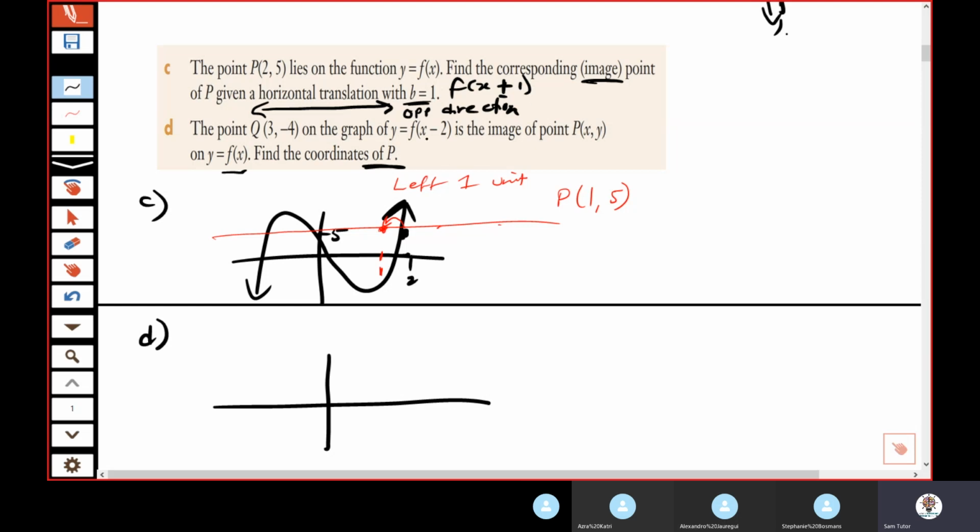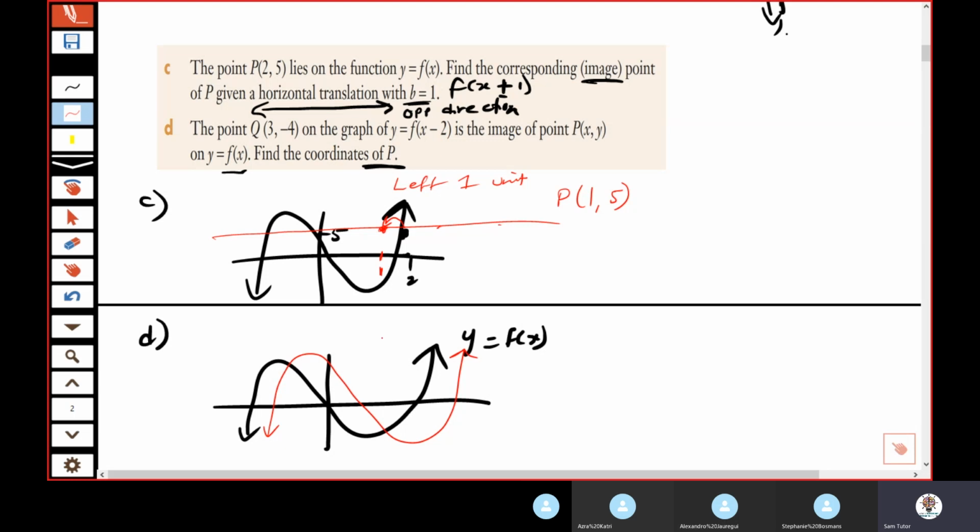Okay, so here, the point Q is 3, -4 on the graph of this. So you would have had an original function. Let's call this our original. I just want to draw it up so we really get this. So that's the original. P would have been somewhere, we don't know. But we know we shifted this whole thing to the right 2 units. You guys agree with that? We're going to go to the right 2 units. So my new graph becomes this. Tried my best there. We get that? 2 units to the right.